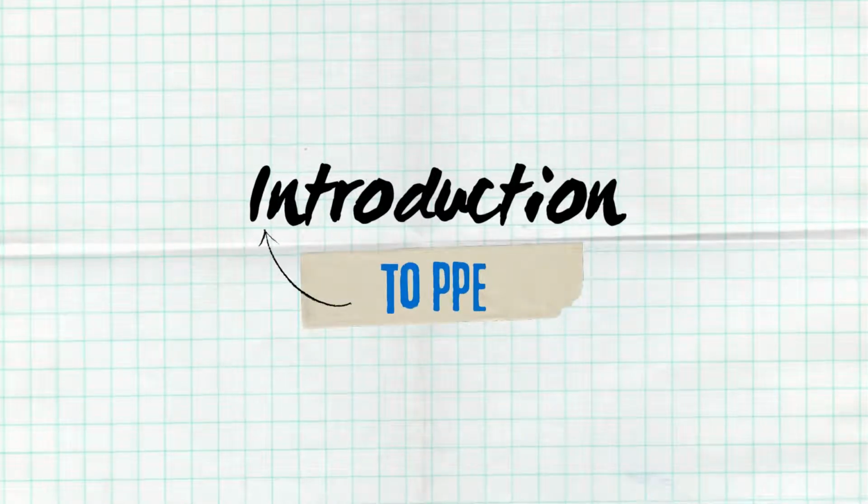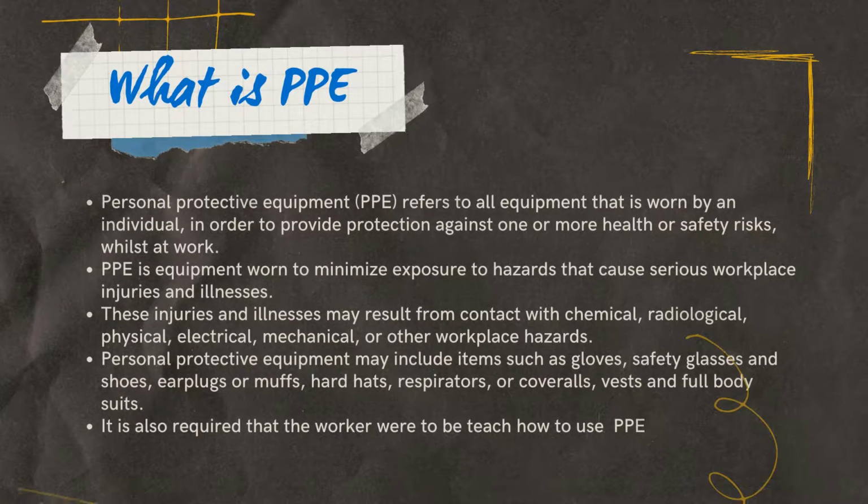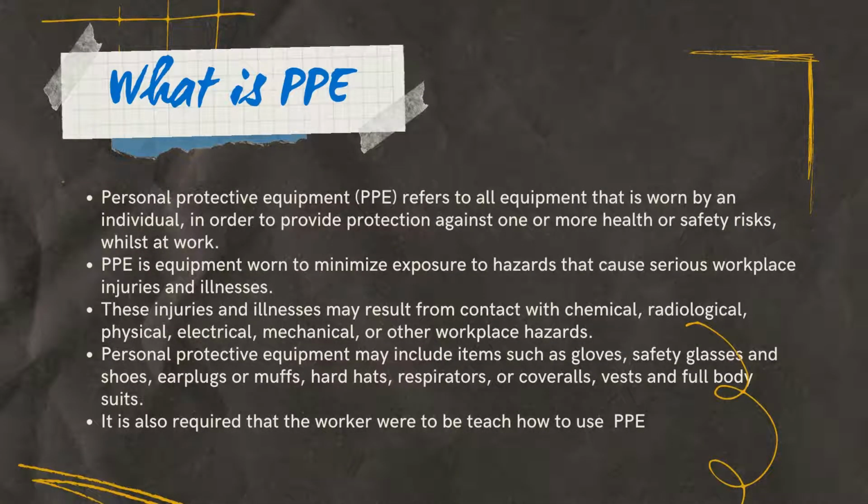Now we will go to the introduction to PPE. Okay, what is PPE? Personal Protective Equipment (PPE) refers to all equipment that is worn by an individual in order to provide protection against one or more health or safety risks whilst at work.